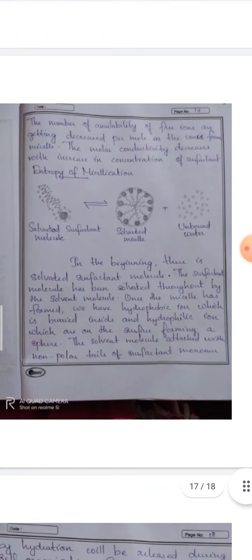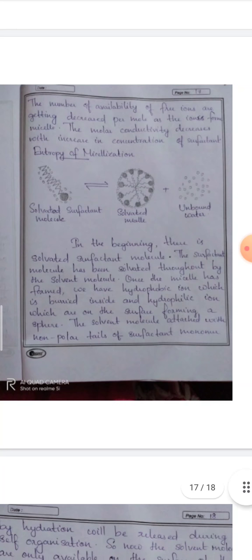Next is entropy of micellization. In the beginning, there are solvated surfactant molecules. The surfactant molecule is solvated throughout by the solvent molecules. Once the micelle is formed, the hydrophobic part is buried inside, pointing inward, and the hydrophilic part is towards the outside. And this forms a sphere.